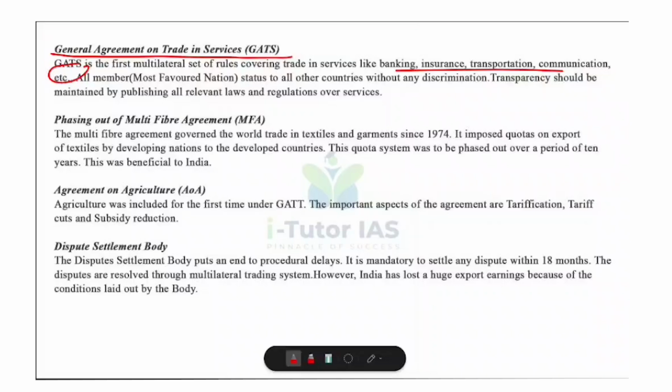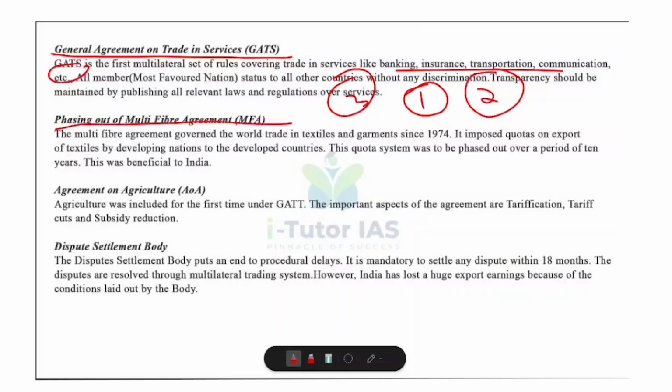And the key provisions are to ensure most favored nation treatment, that is equal treatment for all WTO members. Then it promotes transparency by requiring countries to publish laws and regulations affecting trade in services, and also it aims to liberalize service sectors and create fair competition globally. Okay, that's about GATS.